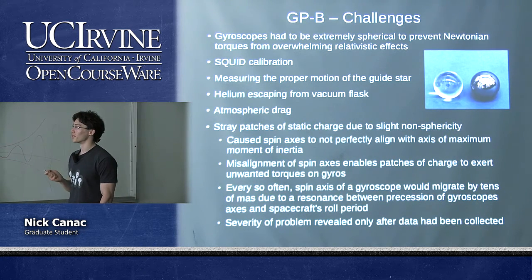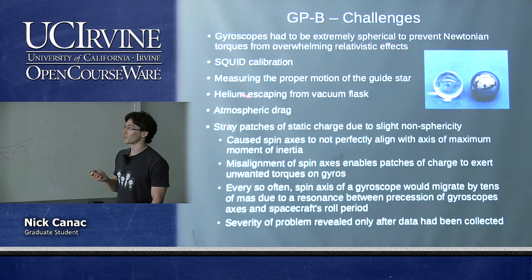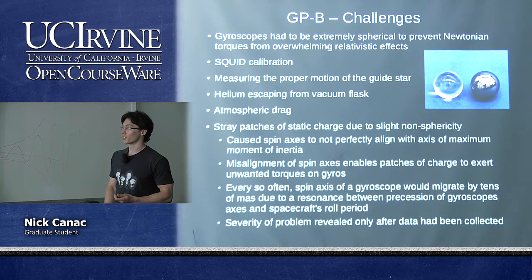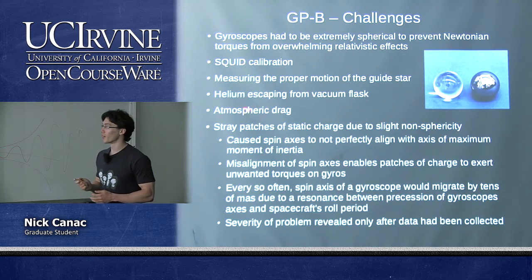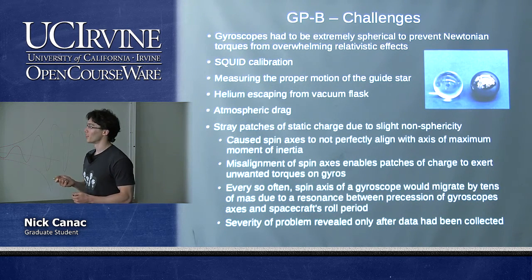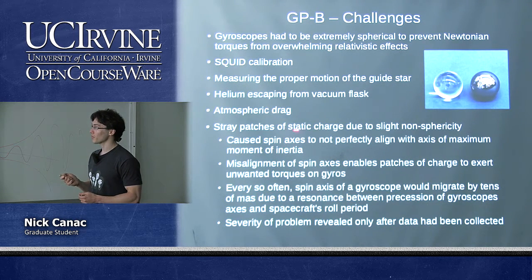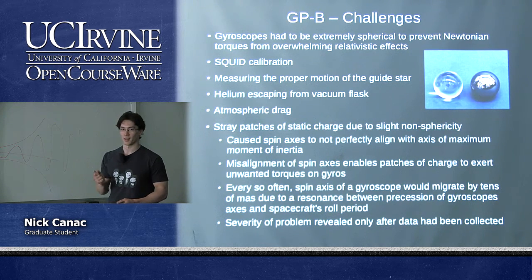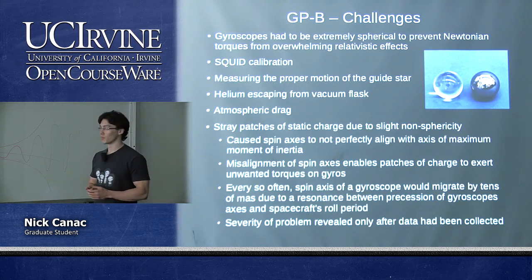The SQUID calibration. Calibration is always kind of a mess. Measuring the proper motion of the guide star was a challenge. They also had to deal with helium evaporating and escaping from the vacuum containers, but they actually came up with a clever way to use this to their advantage. They also had to deal with atmospheric drag. Right? You want your spacecraft to be in perfect freefall.